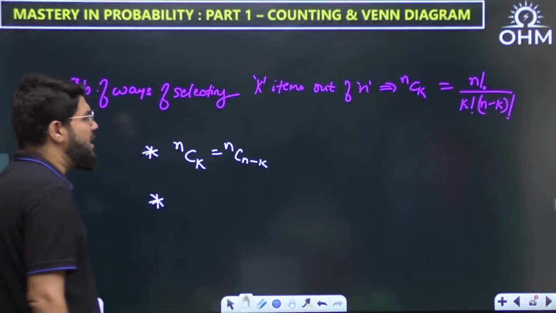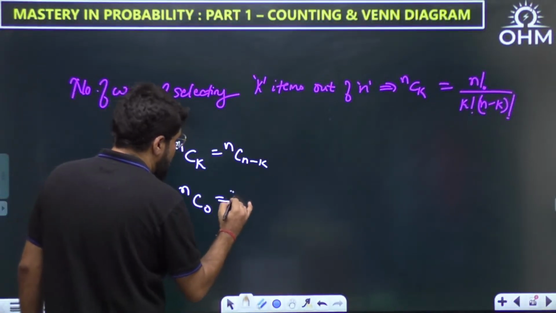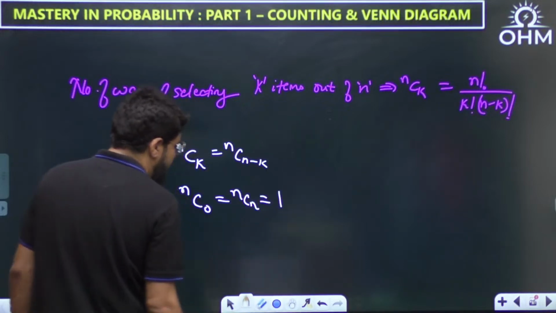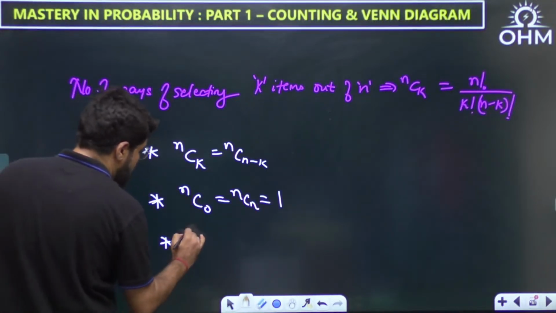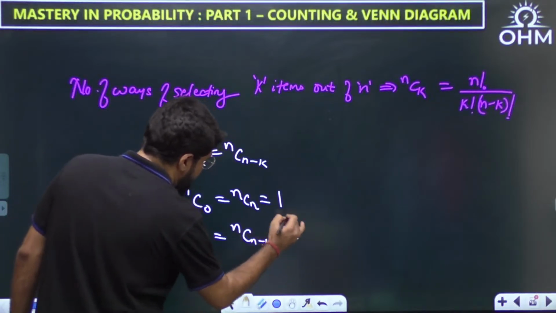nCk is equal to nC(n minus k). Also, nC0 will be nCn, both of them will be 1. You can check by the formula also. And nC1 will be equal to nC(n minus 1), and that will be equal to n.